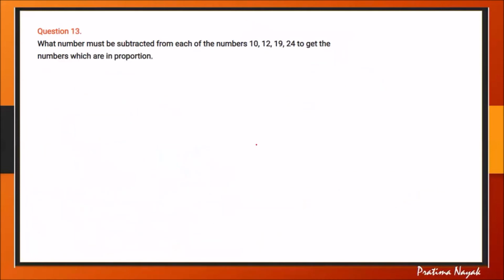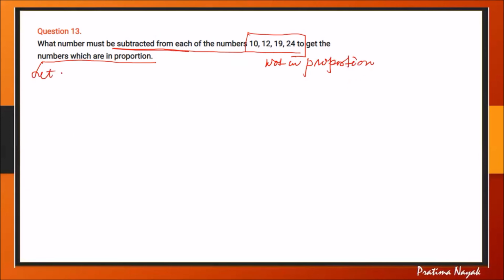Next is question number 30. What number must be subtracted? There it was added. Here, what must be subtracted from each of the numbers 10, 12, 19, 24 to get the numbers which are in proportion? That means these numbers are not in proportion. But if we subtract a constant term, they will be in proportion. So let the number, yes of course, x be subtracted from each.